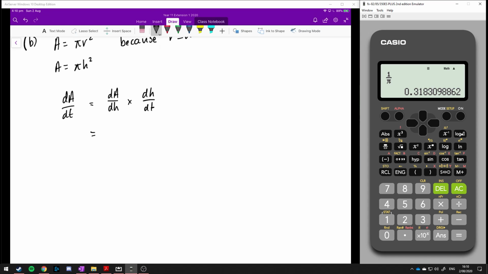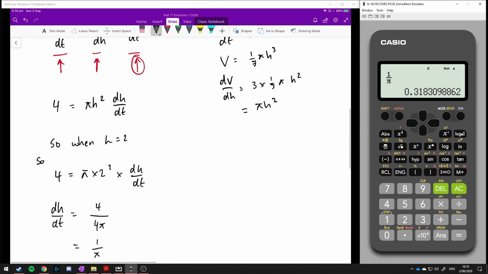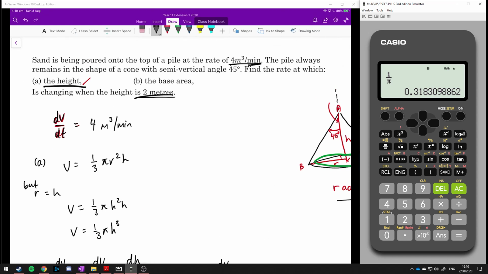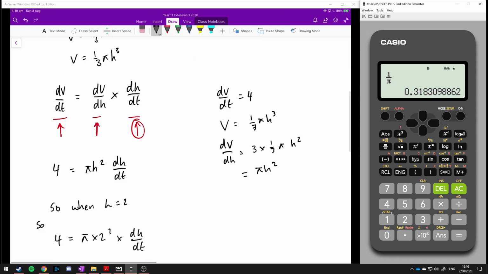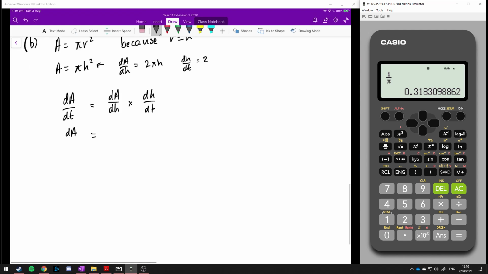So we know that dA/dh, if this is A up here with respect to h, then dA/dh is equal to 2 pi h, and we know that dh/dt is again equal to this 2 meters, because the height is changing. So this is dh/dt over here. dh/dt is equal to 2. We can just substitute these values straight in, and we get dA/dt, which is 2 pi h, times dh/dt, which is 2. So that's 4 pi h.